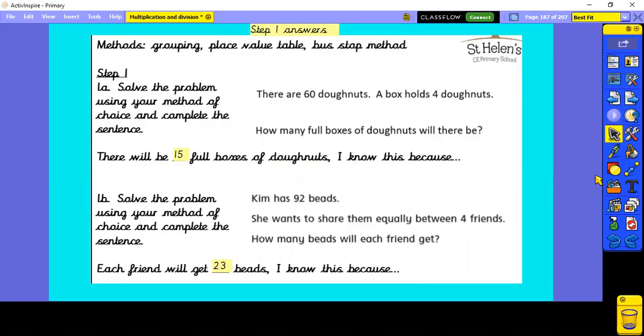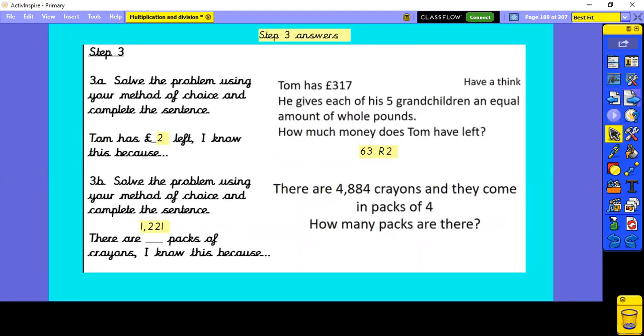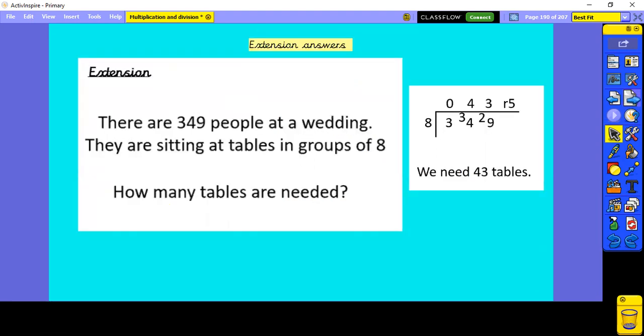Okay, well done everyone for your hard work. You've done the independent work and now you just need to mark your answers to see how you got on. So here are the answers to step 1, so pause the video to mark these in your books. Here are the answers to step 2, so pause the video now to mark your work in a different coloured pen. And here are the answers to step 3, so pause the video to mark your work now. And lastly, we have the extension answer on the screen, so the answer is here. Pause the video to mark your work.